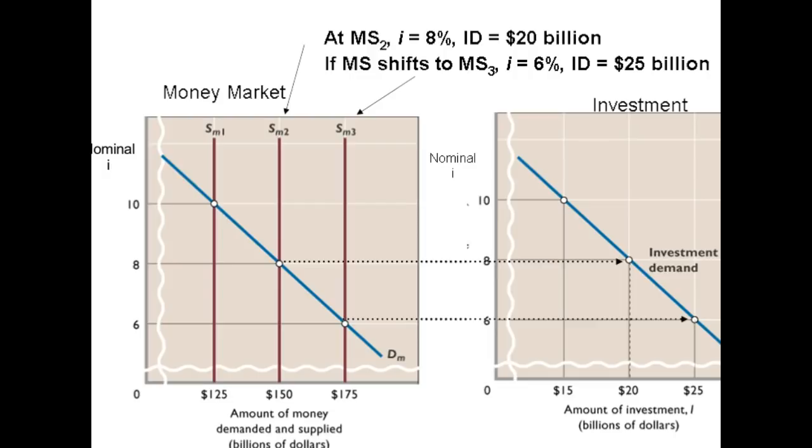So looking at this from a graphical perspective again, we have the money market here on the left. If we are at this money supply, we have an interest rate, as it says up here, of 8%.